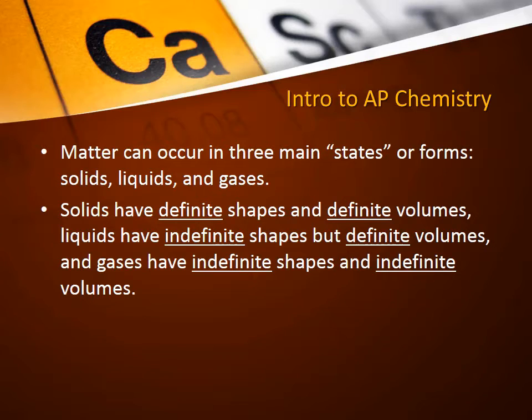Matter can actually occur in three main states. You can think of them as forms: solids, liquids, and gases. Solids have definite shapes and definite volumes, meaning they have a predetermined amount of space they will take up, and they also have a predetermined shape. Liquids have indefinite shape; their shape can change, but their volume will not change. Gases really don't have anything said about them.